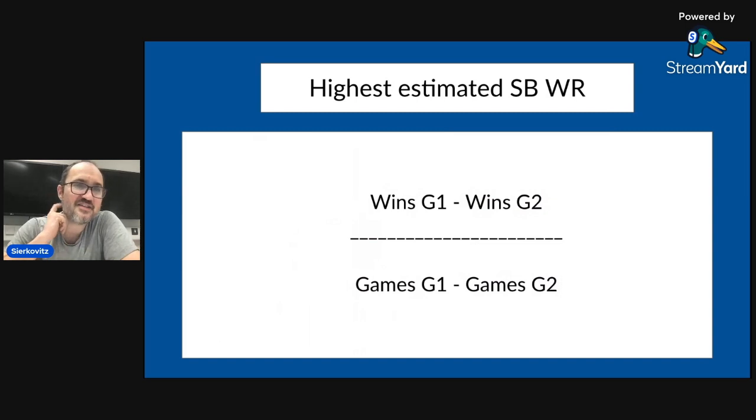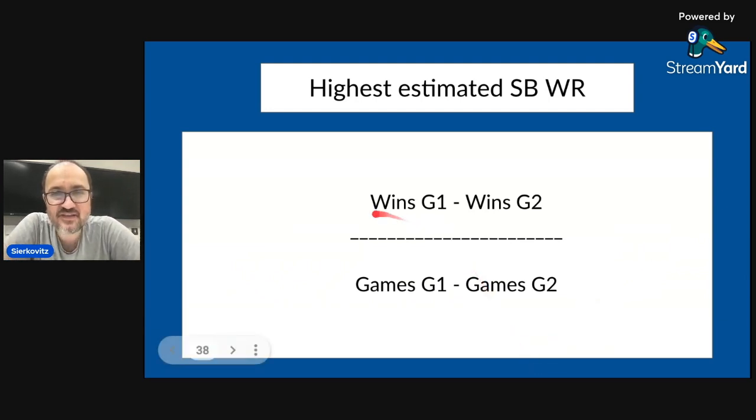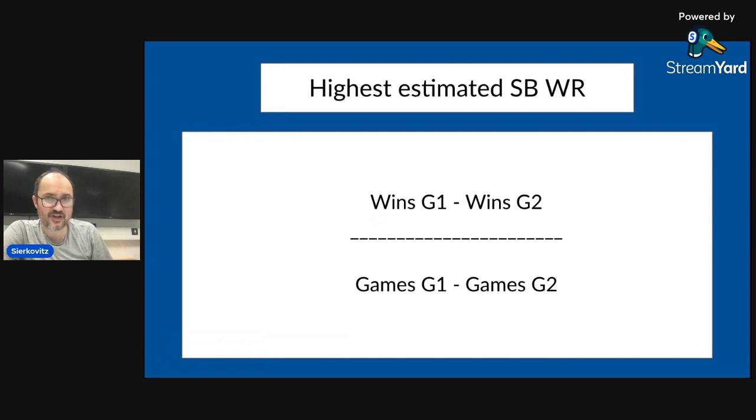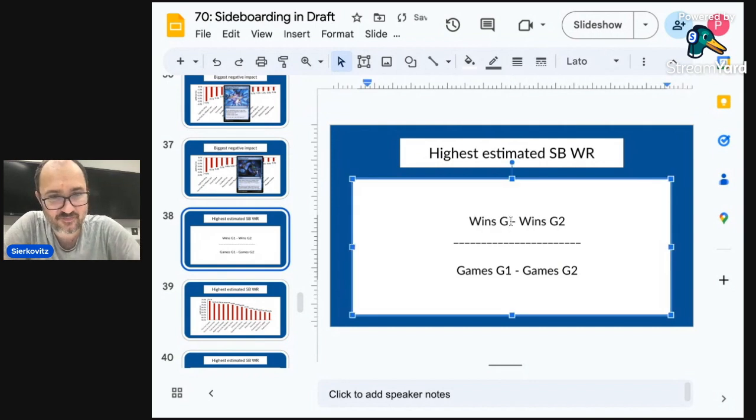So we have the last category, and this is going to be highest estimated sideboard win rate. And how did I estimate the sideboard win rate? I basically assumed that if you played it in game one, you play it roughly the same amount of time in game two. Therefore, the actual sideboarding win rate will be wins in game one minus wins in game... It should be wins in game two minus wins in game one. Let's correct it before someone notices.